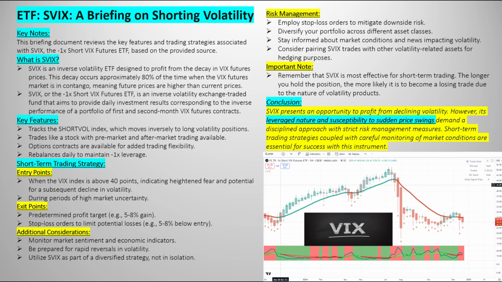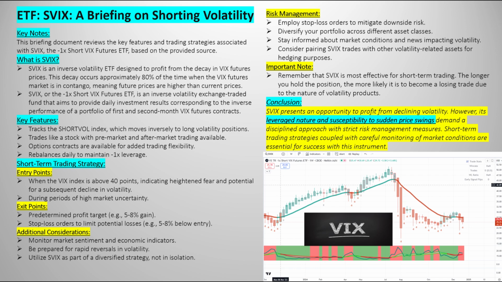So where does our friend SVIX come into this picture? Well, remember that inverse relationship we talked about. SVIX is designed to move in the opposite direction of the VIX. So as the VIX goes up, SVIX goes down, and vice versa. So it's kind of like betting that the market will calm down, that those stormy seas will settle.